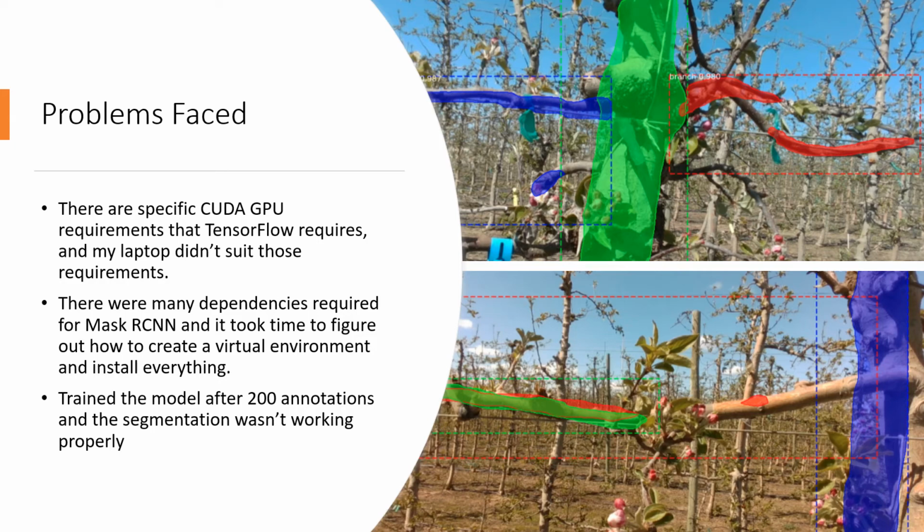Another major issue was that after training the model with 200 annotations, it was obvious that the program needed more data because of the skewed results shown in these photos. As you can see, the branches don't match up with each other, and the data is just not being recorded well enough.